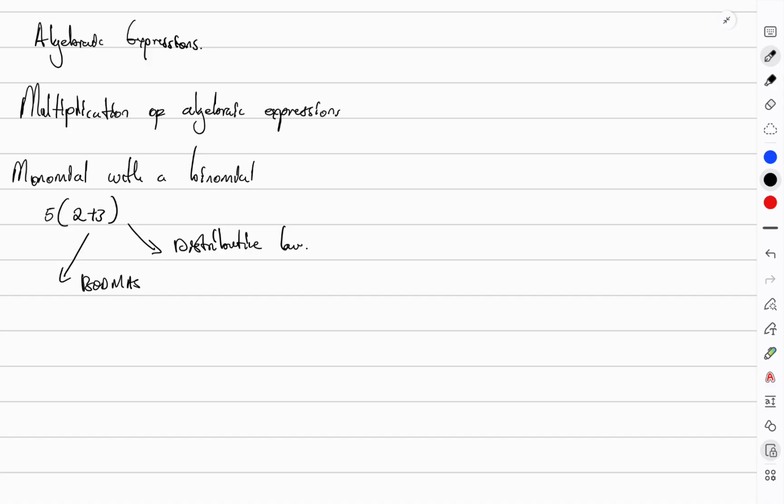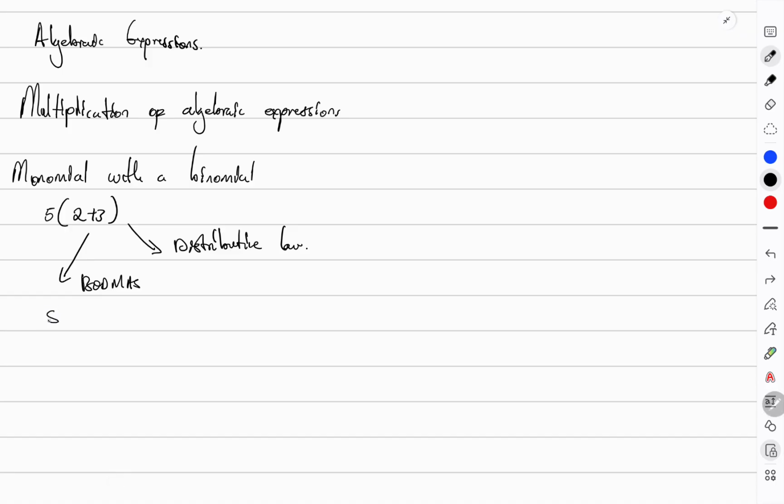So let us look at the first part. We have a monomial with a binomial. Monomial means we are having a single term which is then multiplied with a binomial, two terms over there. Right, so we have 5 open bracket 2 plus 3. We are going to solve this one in two different ways, and we are going to compare if our answers are the same. So the first method we are going to use BODMAS.